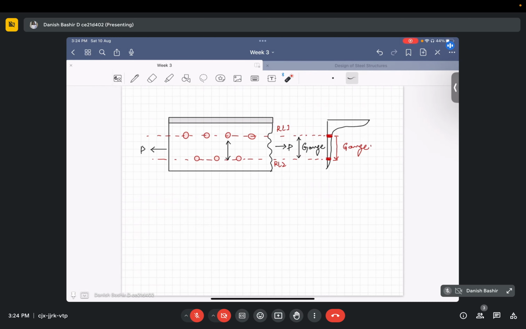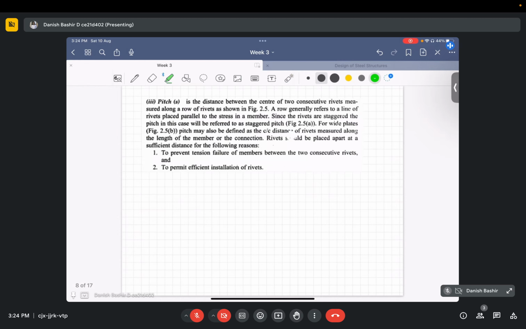Another important thing is the pitch. So the pitch of the rivet. What is actually the pitch of the rivet? The pitch of the rivet may be defined as the distance between the centers of two consecutive rivets measured along the row of the rivets, as shown in the figure.